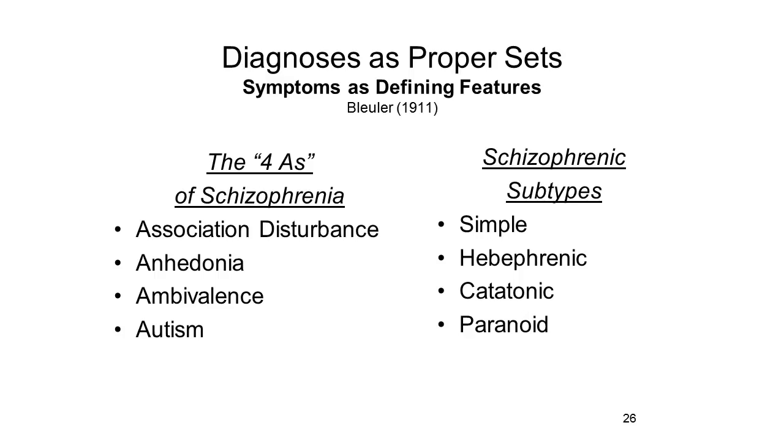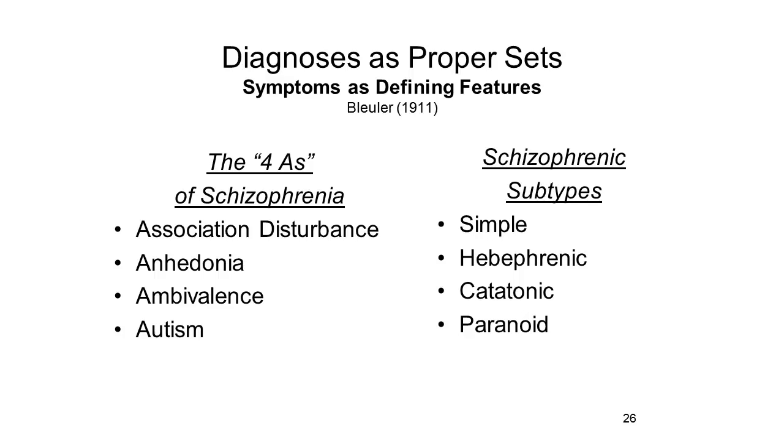Associative disturbance, a certain disorganization in the logical organization of thought and communication. Anhedonia, an inability to experience positive emotions. Ambivalence, a lack of initiative. And autism, a withdrawal from others and a general detachment from reality. All schizophrenics were thought to show these four signs, and if you showed these four signs, you were a schizophrenic.